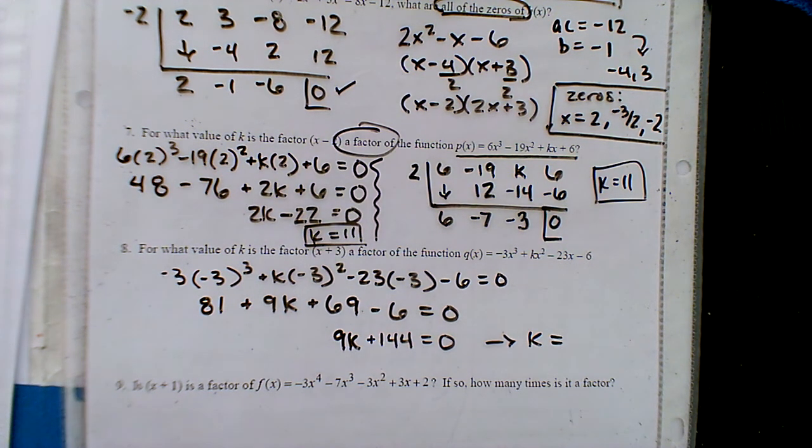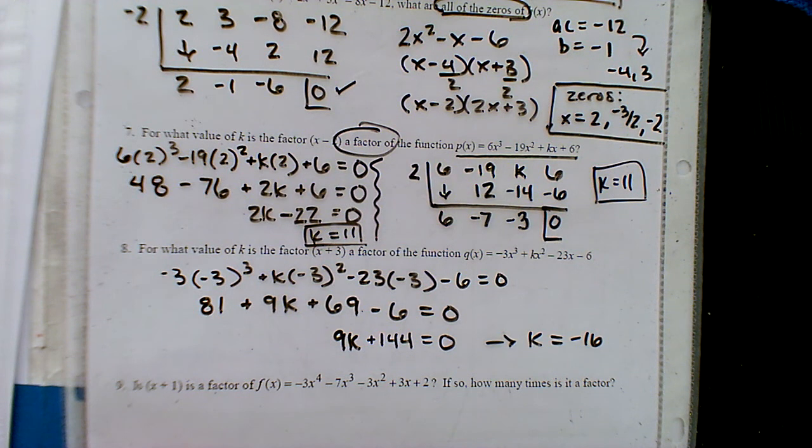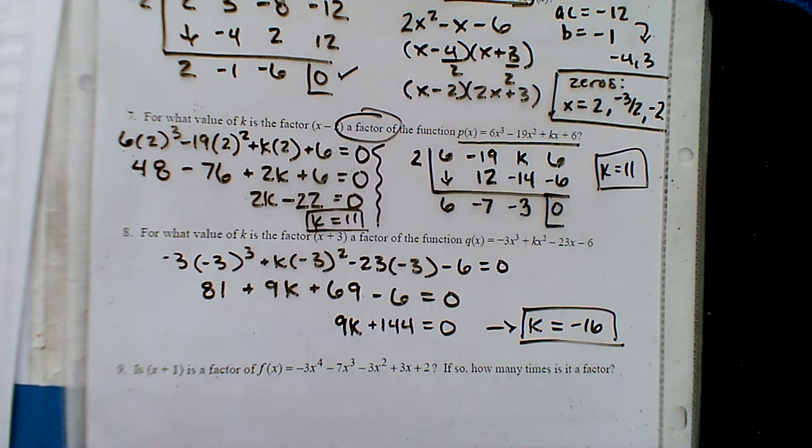Negative 60? Yeah, right, okay. That's brain power. It's fun. 144 divided by 9? 16? Okay. Yeah, no, I like this more. Yep, that's good. Okay. Thanks, my brain. Negative 16?